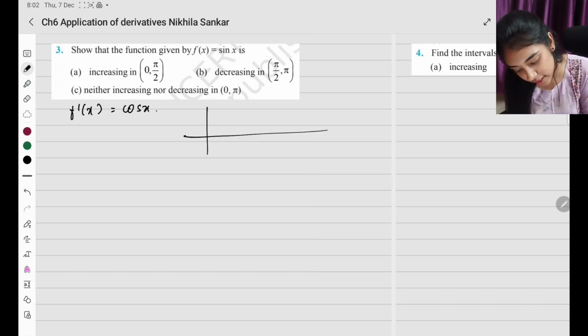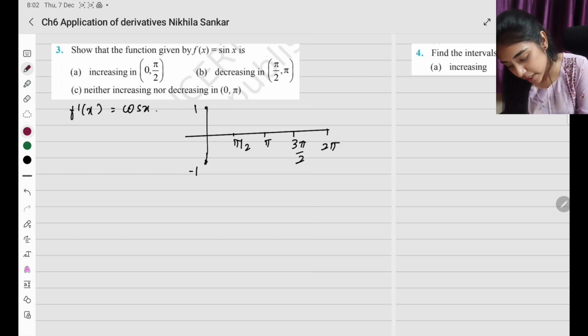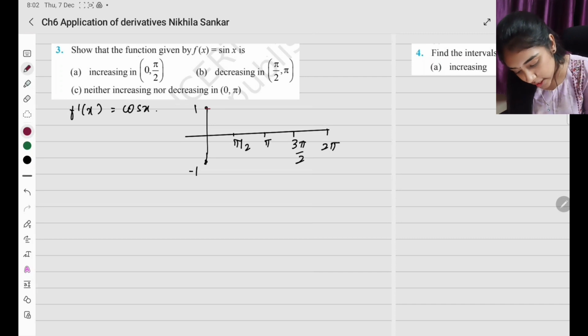So let me draw the graph for you for cos x to make you understand better. So 1, minus 1, what all values I'm going to put? Pi by 2, pi, 3 pi by 2 and 2 pi. And how does my graph look for cos? 0 ku 1 இல்லையா, pi by 2 ku 0.